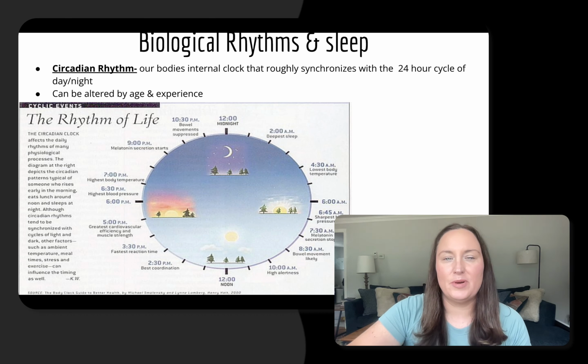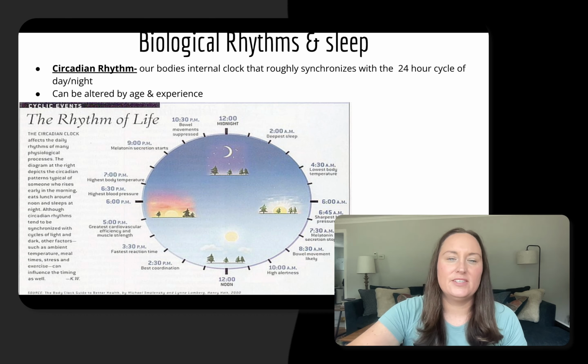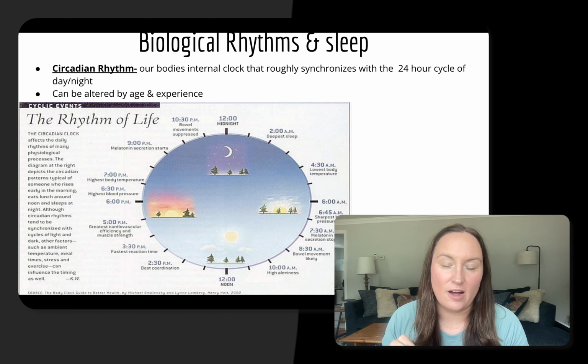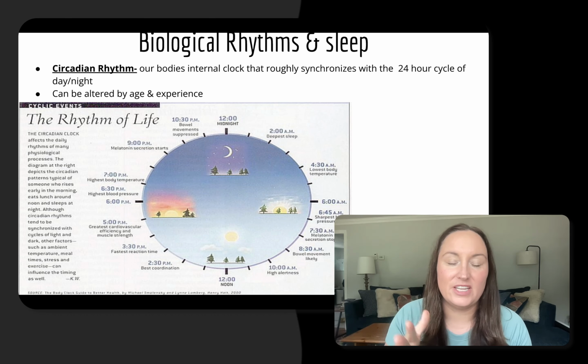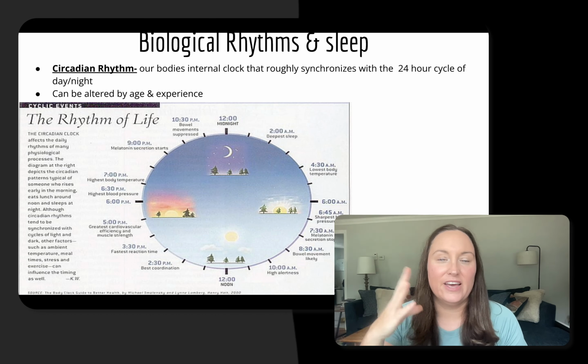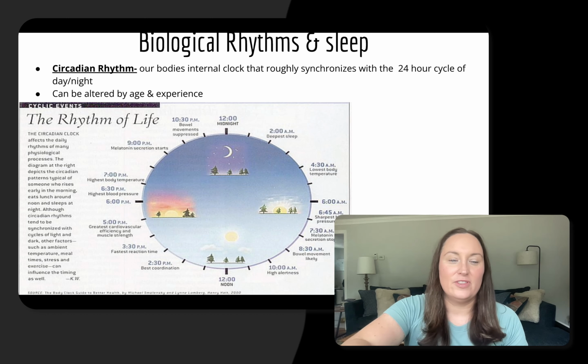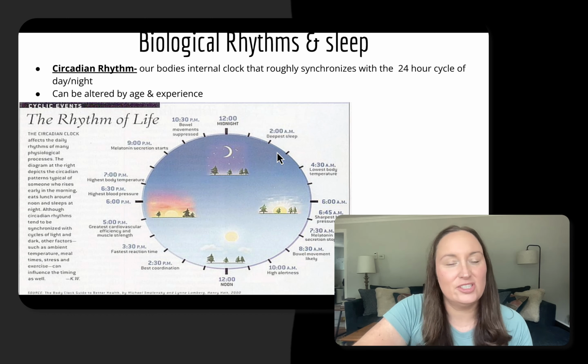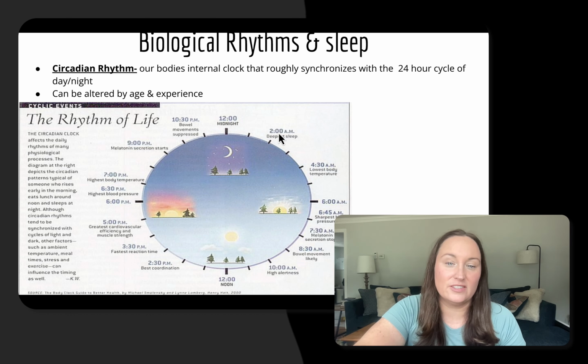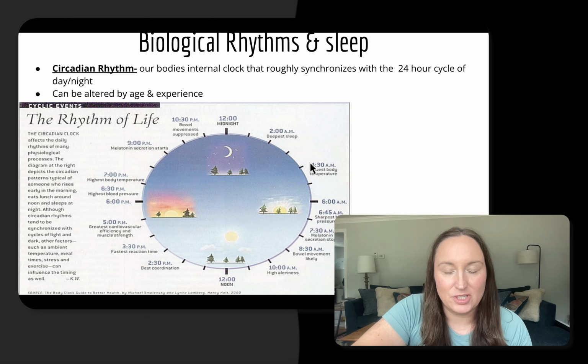So first, let's talk about the circadian rhythm. This is our body's internal clock that roughly synchronizes with the 24-hour cycle of day, sunlight, and sunset. And this is a really fun little graphic. If you look here too, it's not just being conscious and unconscious, it's what is happening to our body temperature, right?